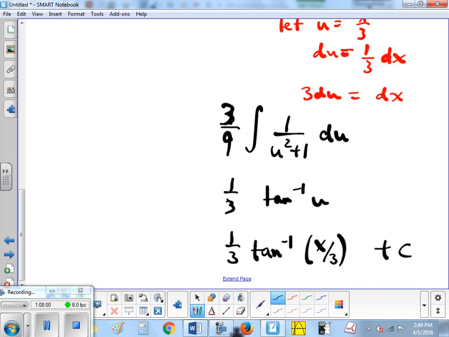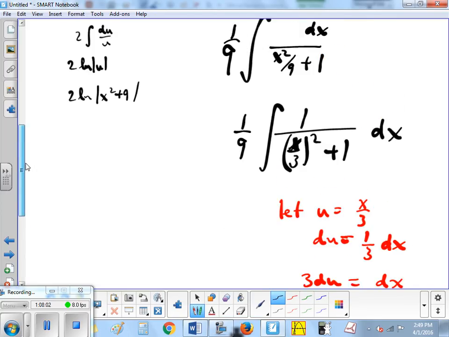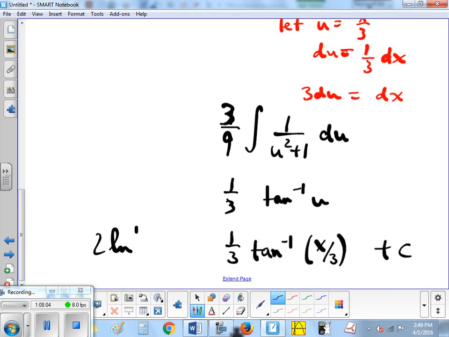Okay, here's our final answer. Our first integral gave us 2 ln x squared plus 9. Our second integral gave us 1/3 arctan x over 3. There's your answer. So sometimes you'll be poking around on Wolfram Alpha and you'll see a funny answer like this, and like, an ln and an arctan? That's because the original problem got split.